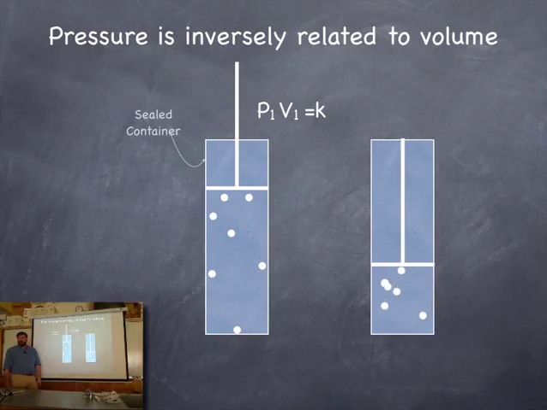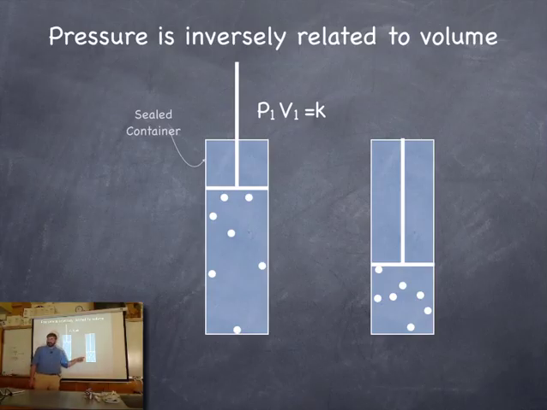The volume goes down. So we decrease the volume, right? The particles are still bouncing around in here, but now they're bouncing around in a much smaller space. How does that affect how they hit the sides? Do they hit the sides more often? Yeah. Because there's smaller space, it takes them less time to get from one side to the other. So if they're hitting more often, that means the pressure went up.